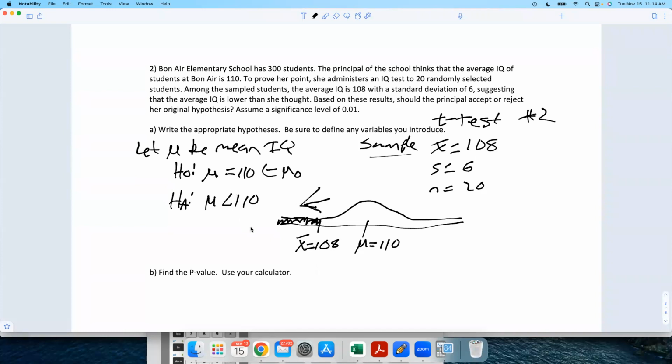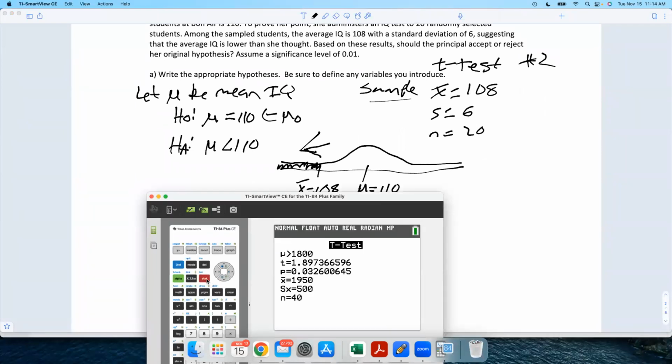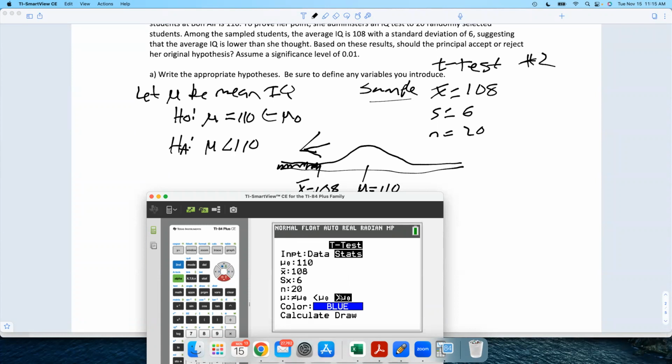All right, then the calculator does all the work. So stat over to test number 2. My mu naught was 110, 108, 6, 20, and I chose less than. I'm going to do this wrong. I want you to see something here. I chose the wrong alternative hypothesis here.